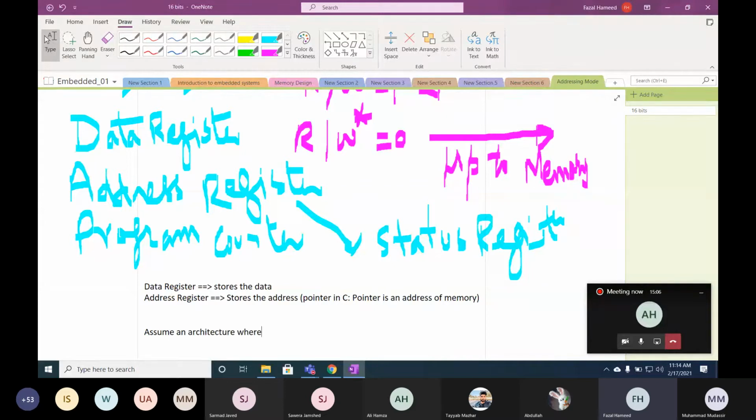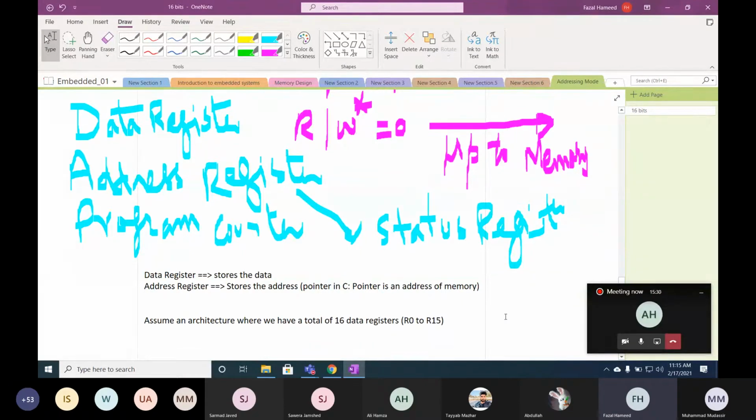Okay, where we have a total of 16 data registers. Okay, 16 data registers starting from R0 to R15.